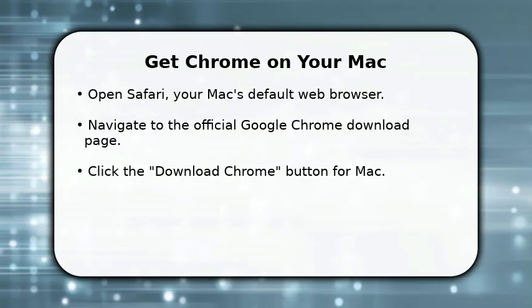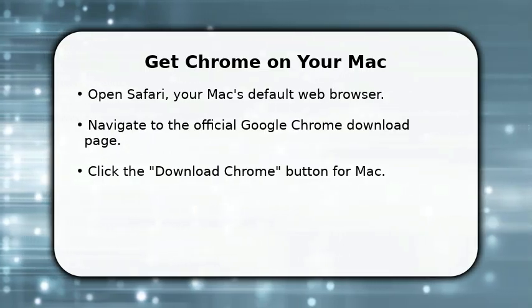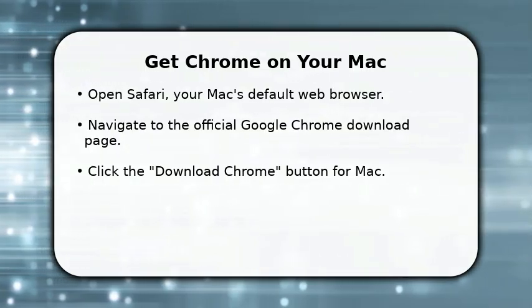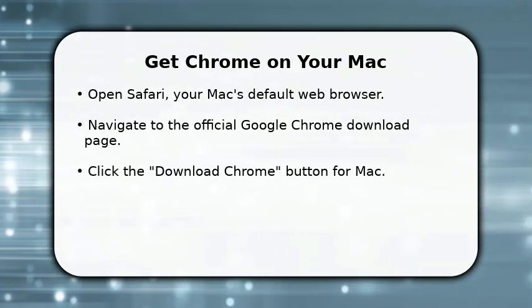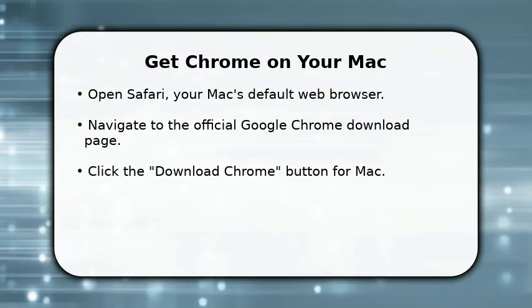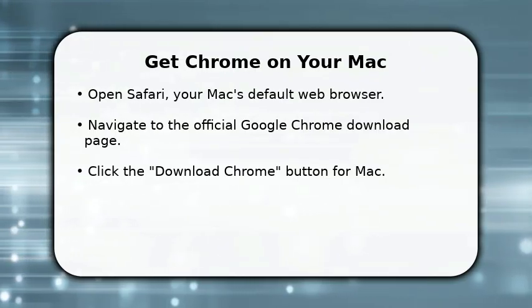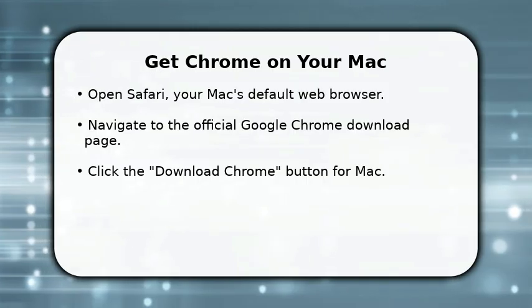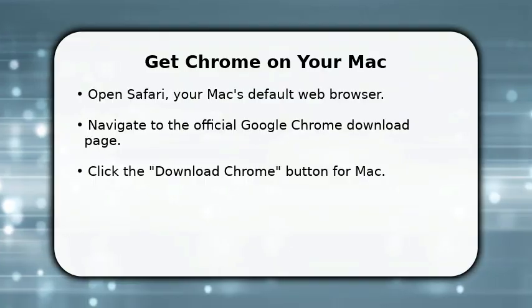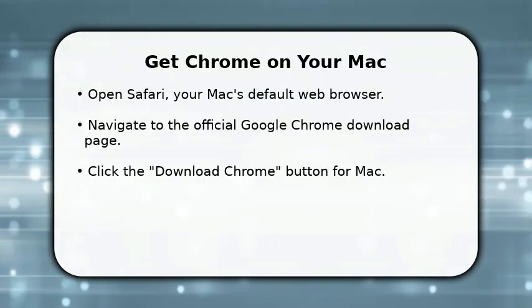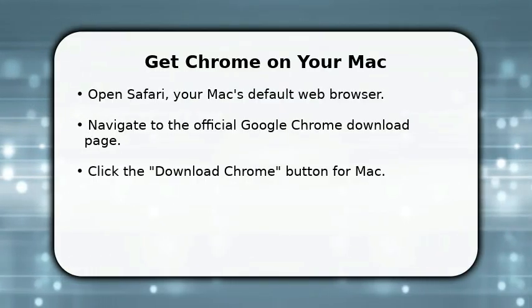In this video, I will show how to get Chrome on Mac. First, open Safari, which is your Mac's default web browser. Next, type "Google Chrome download" into the search bar and press Enter. Look for the official Google Chrome website in the search results and click on it. Once on the page, you'll see a prominent button to download Chrome for your Mac. Click this button to begin the download process.